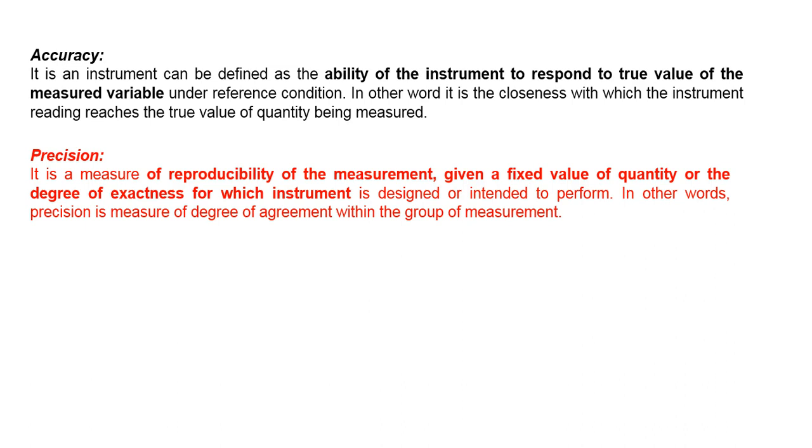Then is the precision. Precision is a measure of reproducing the measured value for a given value of a quantity, or the degree of exactness for which the instrument is designed or intended to perform. So precision is the degree of exactness basically. In other words, precision measures the degree of agreement within the group of measurements.